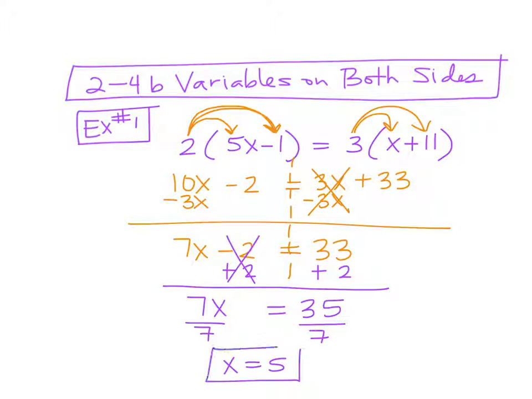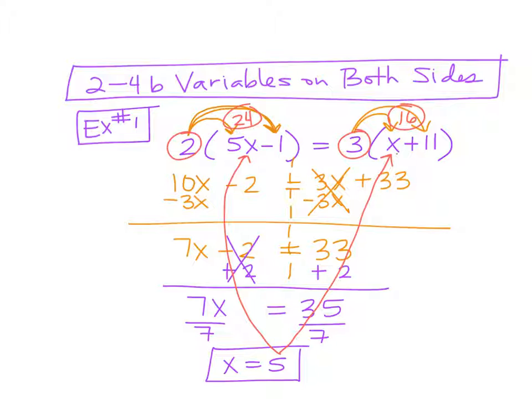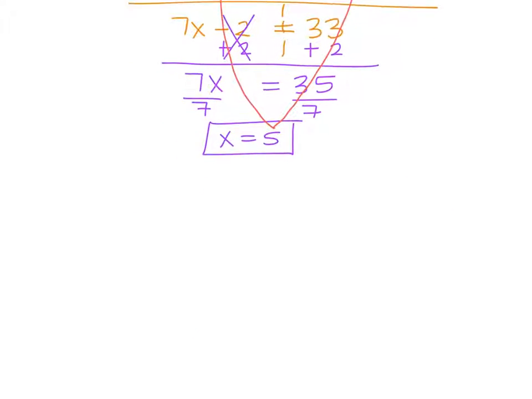How can you check if you have the right answer? You would take that 5 and you would plug it in here, and you would plug it in here and just check what you get. So 5 times 5 is 25 minus 1 is 24. So this is 2 times 24, right? So that's 48. 5 plus 11 is 16, and 3 times 16 is also 48. So you know your answer checked out. Okay? Questions on that? This is not new. We've done this. Are you good there? Yeah. Okay, the new stuff.